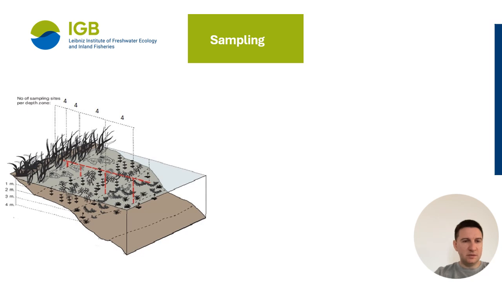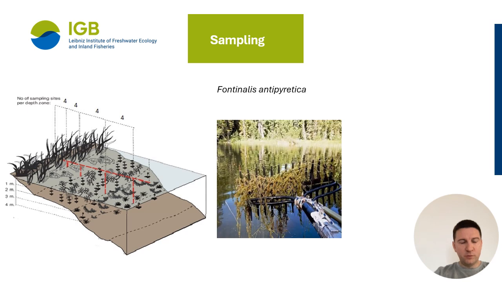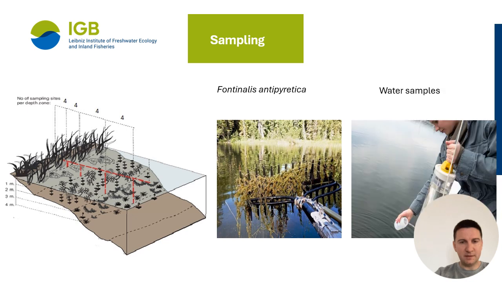So from each transect we collected in total 16 samples per month, 4 replicas per each meter of depth. For collecting material we were using rakes with telescopic sticks, and also a water sampler for collecting water samples from specific depths, of course.